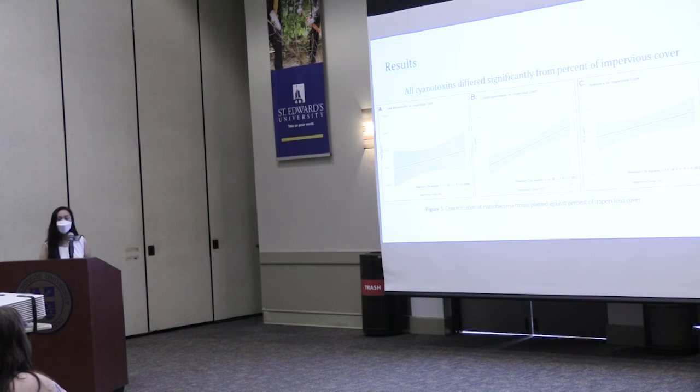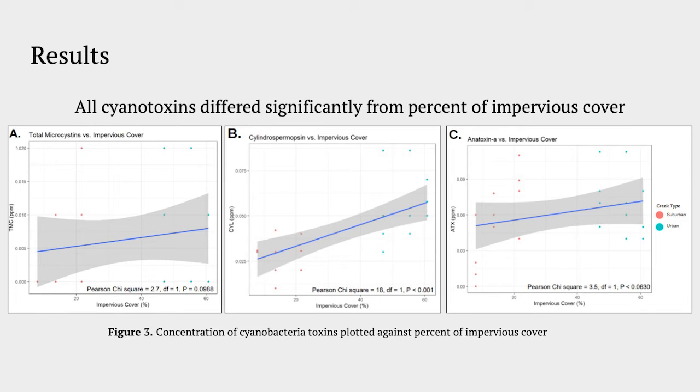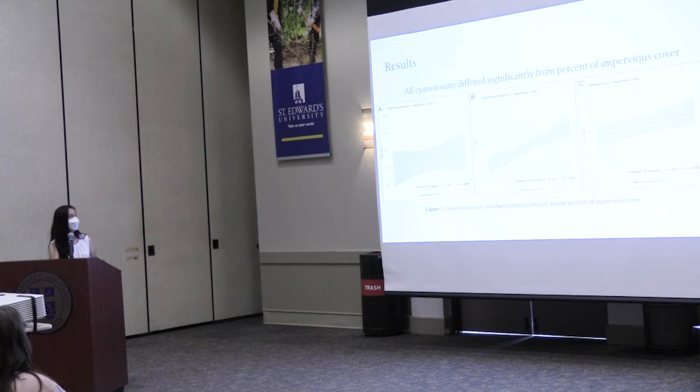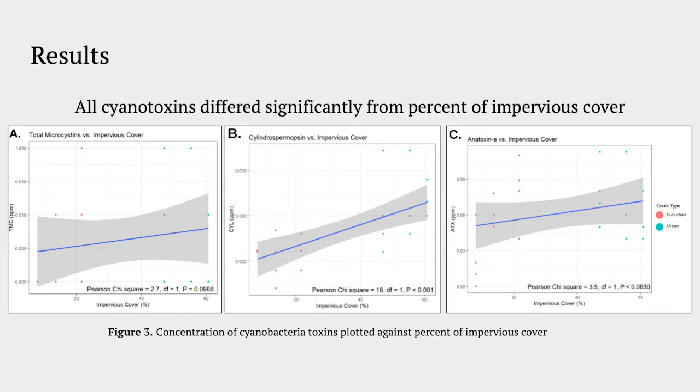Next, all cyanotoxins differ significantly with the percent of impervious cover, so for A, B, and C, this one is microcystin, cylindrospermopsin, and anatoxin-A. The x-axis of each graph is the percent of impervious cover, with the y-axis being the concentration of each toxin. So I found that as impervious cover increased, there were also increases in the toxin of each of the ones that I measured.